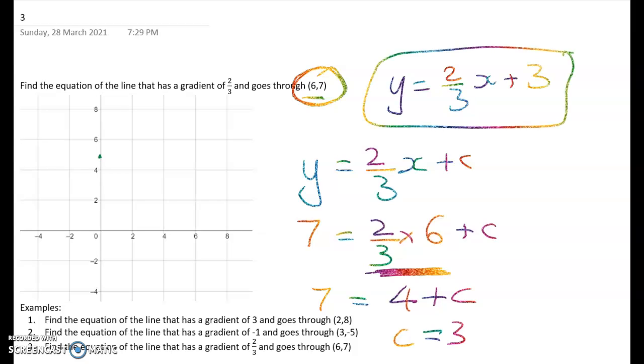Now let's draw this on and see if we've got it right. So this one has got a scale going up in 2s, so we have to be a wee bit careful. 3 is here, and the gradient of 2/3 means we're going out 3 and up 2. Out 3. Is that right? That's not right at all, is it? Oh, yes, it is. We're going out 3 and up 2. Yep, that's right. And then let's do that again.